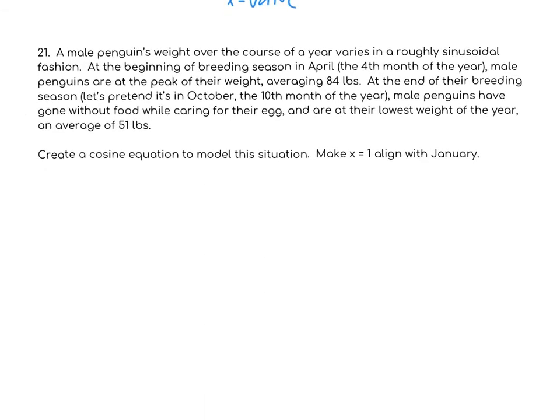For number 21, we're looking at a male penguin's weight over the course of a year. And we're told that at the 4th month of the year, male penguins are at the peak of their weight, 84 pounds. So I'm going to call that point (4, 84). All right, at the end of their breeding season, let's pretend it's in October, which is the 10th month of the year, and they've averaged 51 pounds at that point.